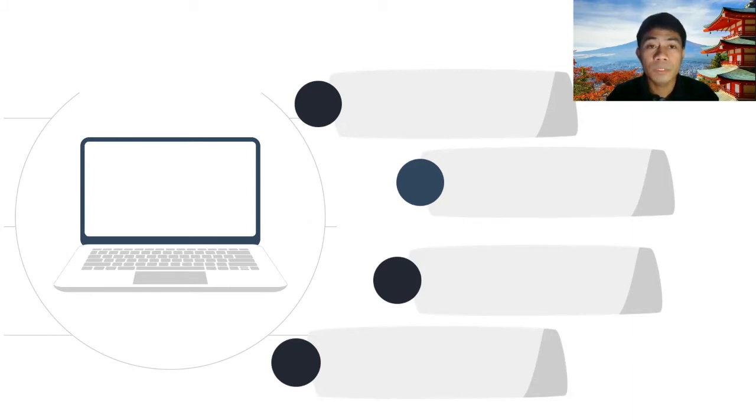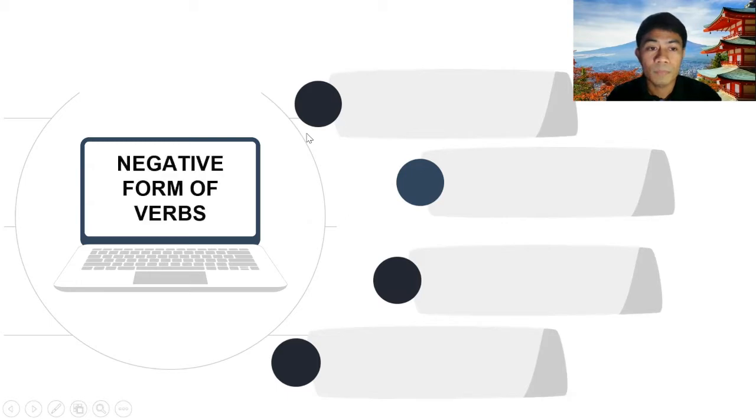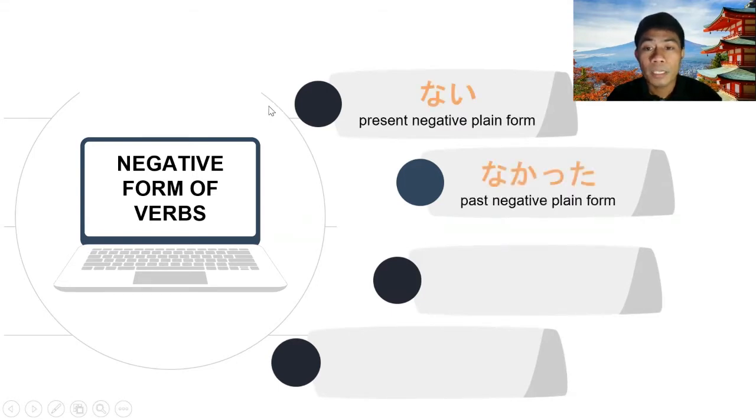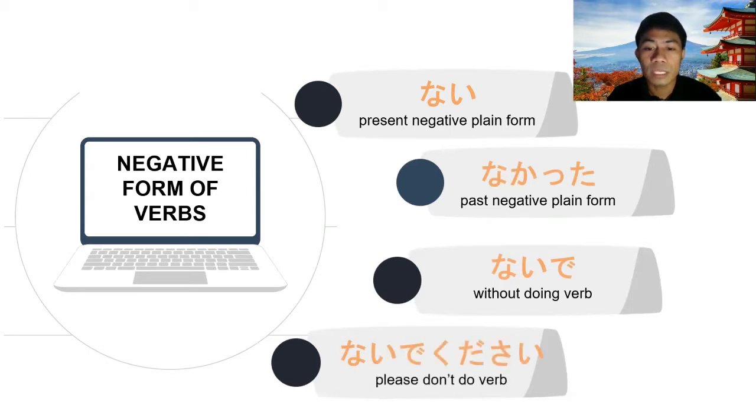of our daily conversations. Today, our topic is the negative form of verbs. Negative form of verbs such as nai, present negative plain form, nakatta, past negative plain form, naide, without doing verb, and naide kudasai, please don't do verb.